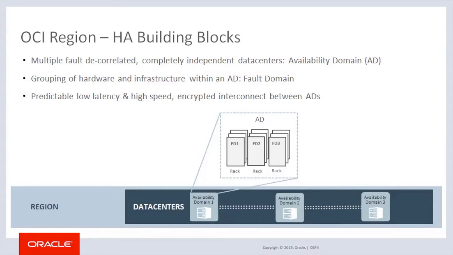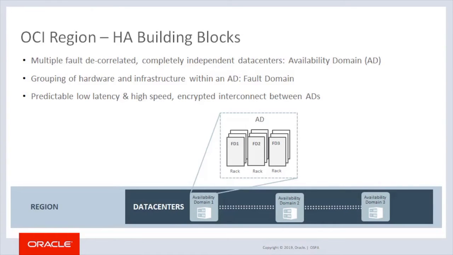A fault domain is a grouping of hardware and infrastructure within an availability domain. Each availability domain contains 3 fault domains. Fault domains let you distribute your instances so that they are not on the same physical hardware within a single availability domain. A hardware failure or compute hardware maintenance that affects one fault domain does not affect instances on other fault domains.